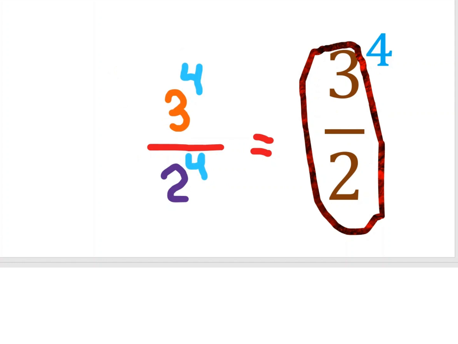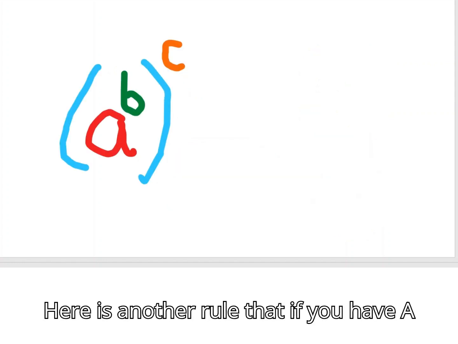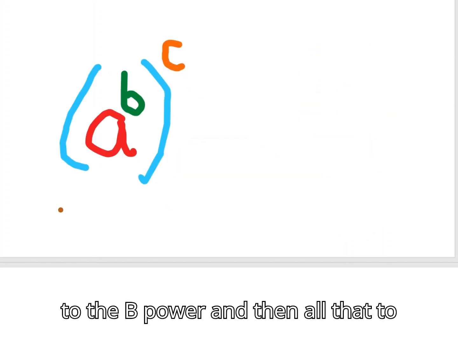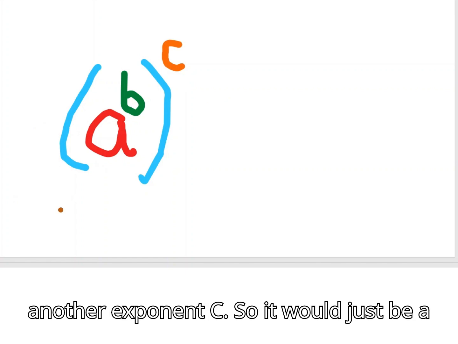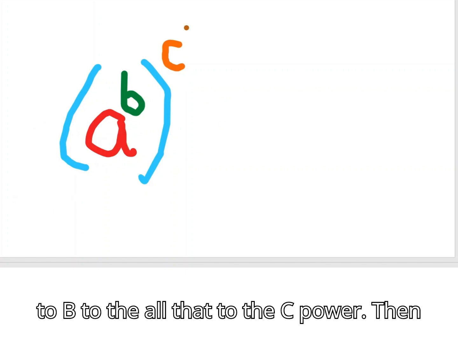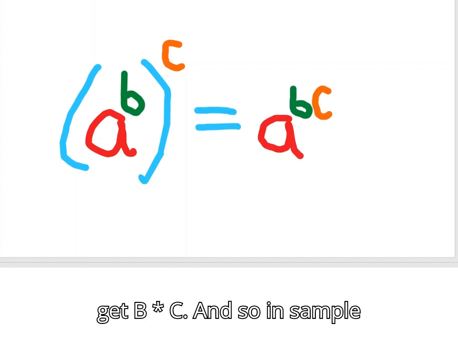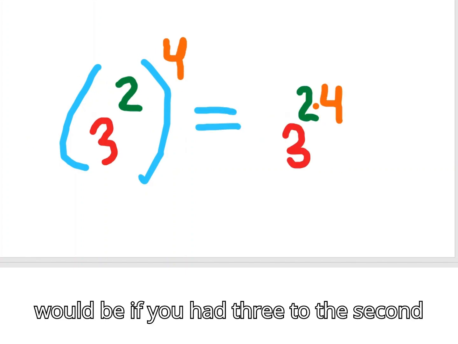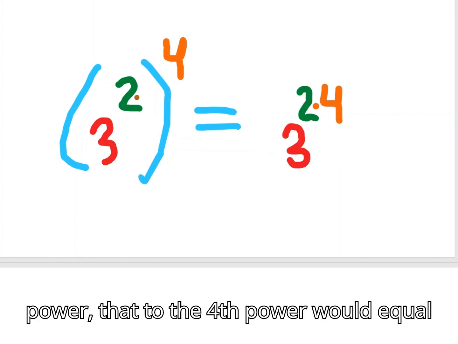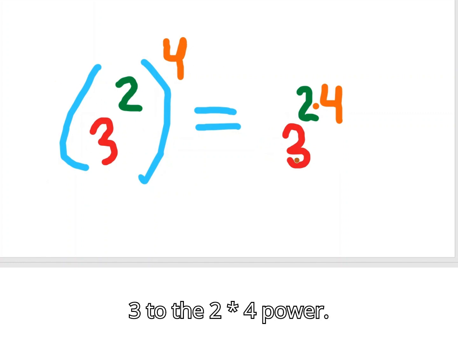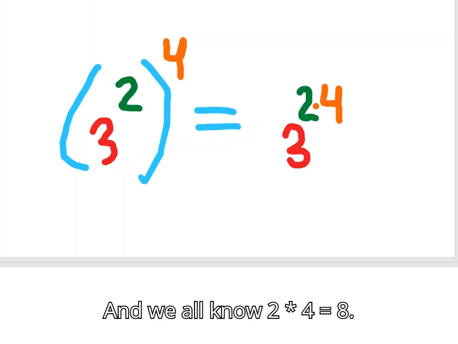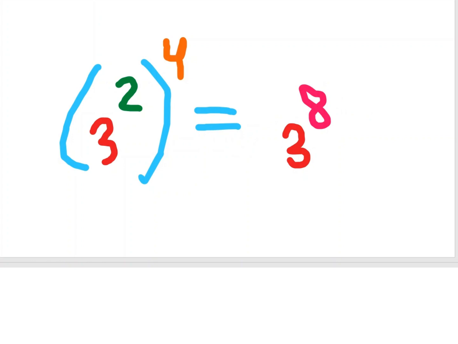Here's another rule: if you have a to the b power and then all that to another exponent c, so a to the b, all to the c power, then you just multiply the 2 exponents to get b times c. An example would be if you had 3 to the second power, that to the 4th power, which would equal 3 to the 2 times 4 power. And we all know 2 times 4 equals 8.